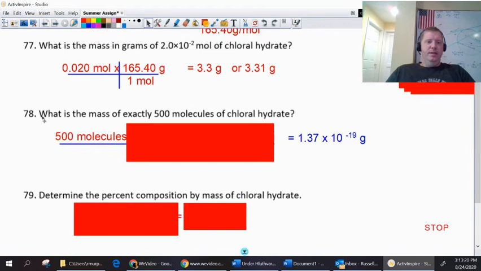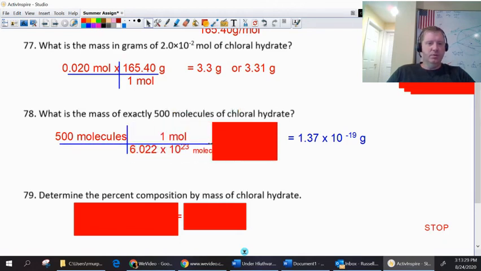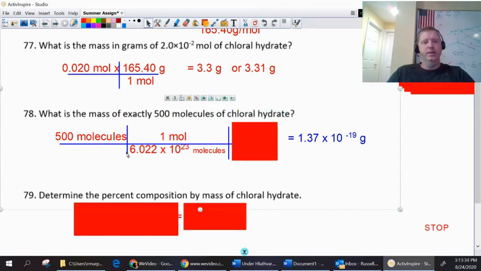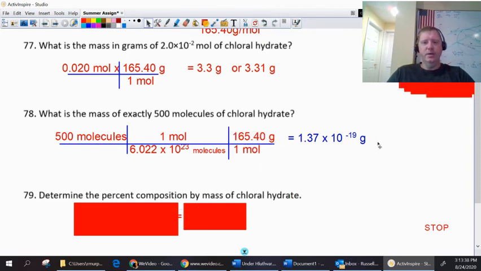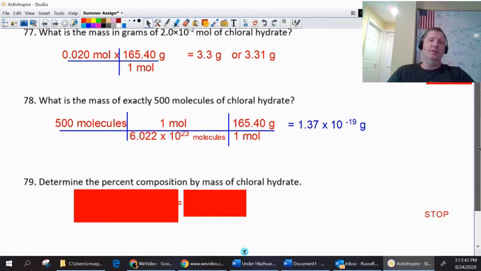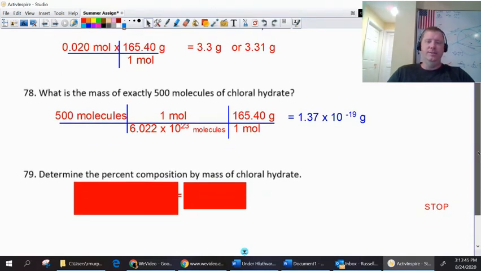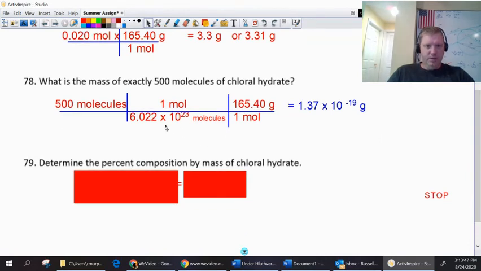All right, number 78. What is the mass of 500 molecules of chloral hydrate? Okay, well, these are molecules. So the first thing we're going to do is change the molecules into moles. So I have to grab Avogadro's number and say 500 molecules. There's a whole lot of molecules in 1 mole. And then I could change moles into grams. I am expecting a very small answer because 500 divided by ridiculously huge is insanely small. So regular number divided by gigantic number equals super small number.